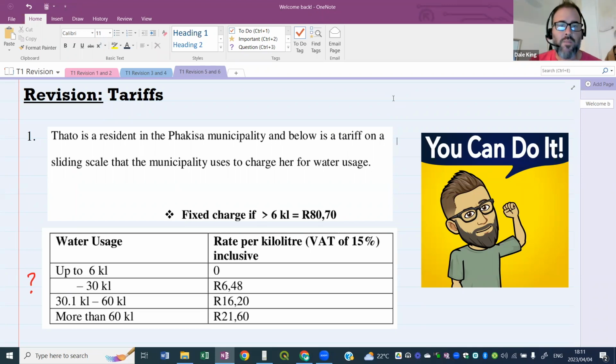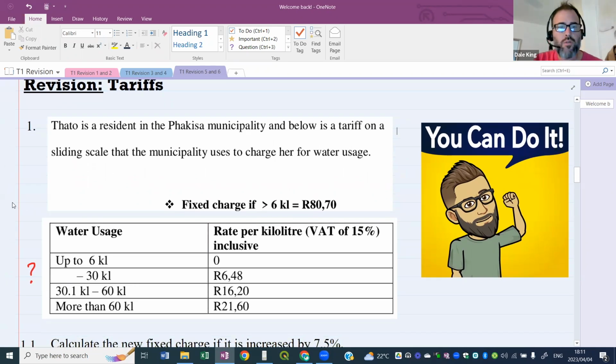So what it entails is, instead of having a flat rate, a flat fee for the amount of water that you use, they scale up the fees depending on how much water you use. So the more water you use, the higher the rate or the fee will be. If we look at the tariff table at the bottom here, we've got four rows or four blocks or four brackets. Let's look at the first row.